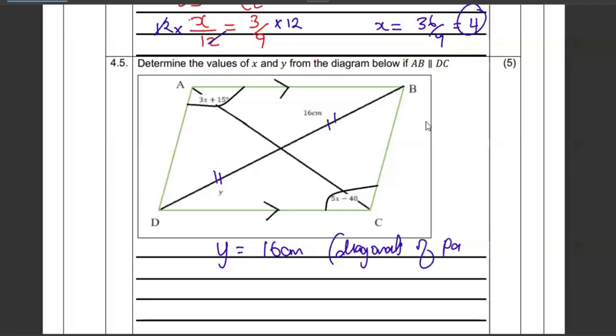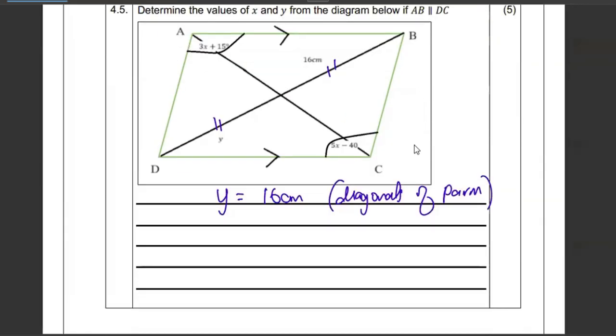They bisect each other. And then with the angles, we know that the opposite angles must be equal to each other. So 3x plus 15 should be equal to 5x minus 40. Reason is opposite angles of a parallelogram. A "palm" is just a short form for a parallelogram.